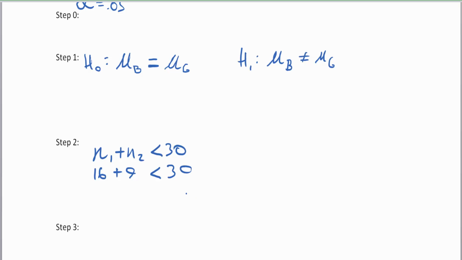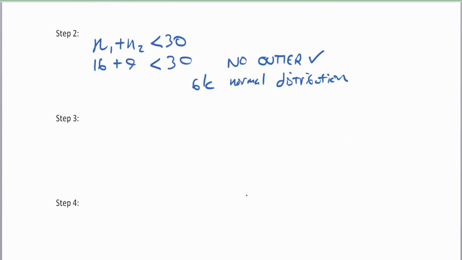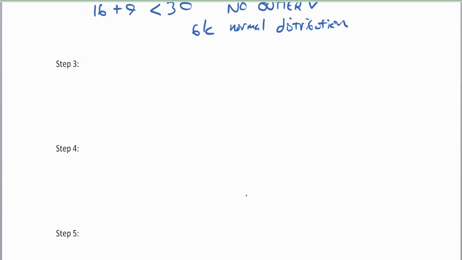Well, we don't have to worry about the outlier this time because it's stated in the problem that there was a normal distribution. So no outlier check, because we have normal distribution, and that was given to us in the problem. All right, you're going to see that most of our problems are going to say that they're taken from a normal distribution. Okay, step 3 and step 4.